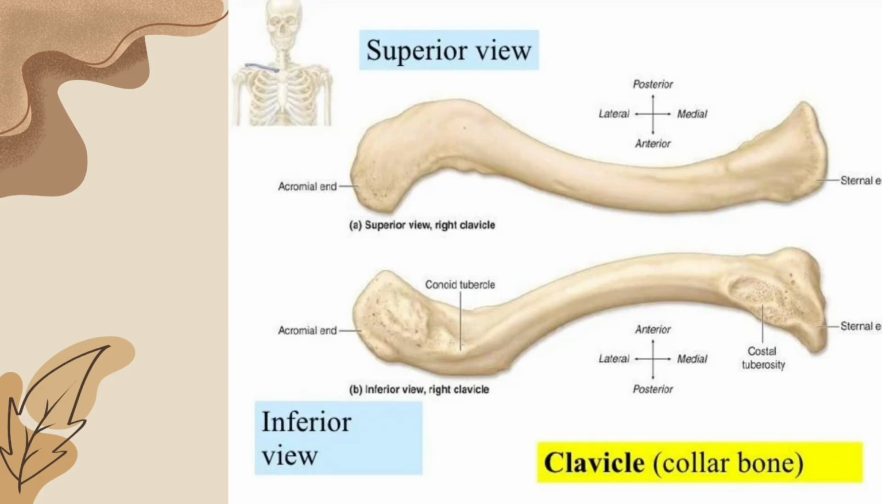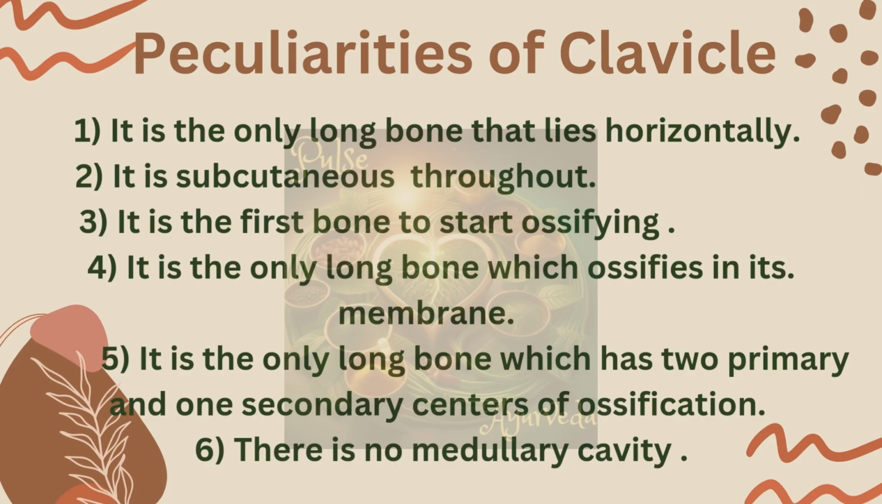In this image we can see that it is S-shaped. It has two ends, the lateral or acromial end and the sternal or medial end. We can see its superior and inferior views. Then the peculiarities of the clavicle. There are 6 peculiarities of the clavicle. These are very important because they may be asked in spotting or in the examination.